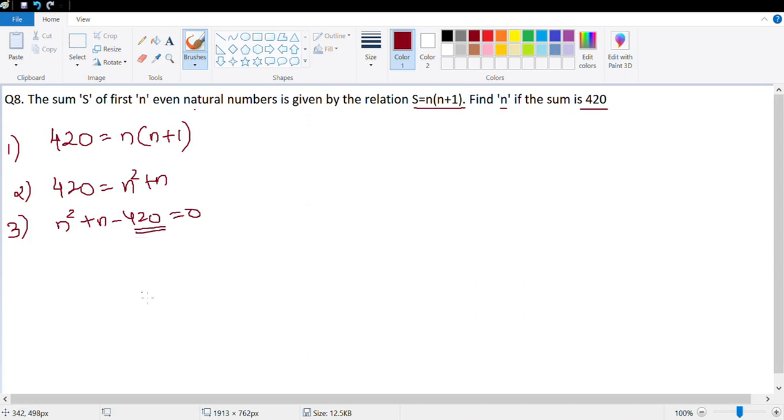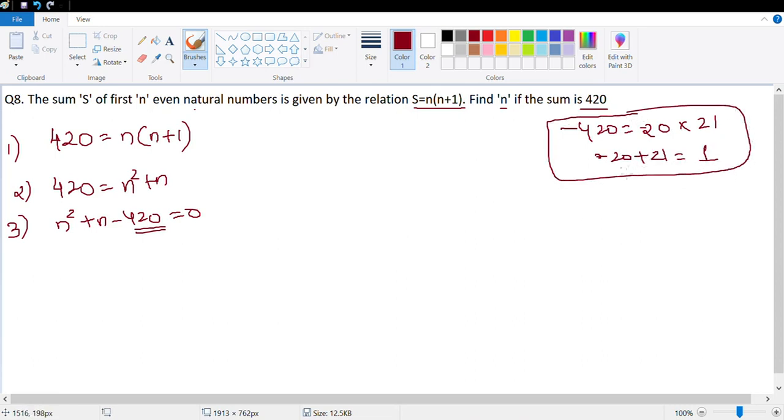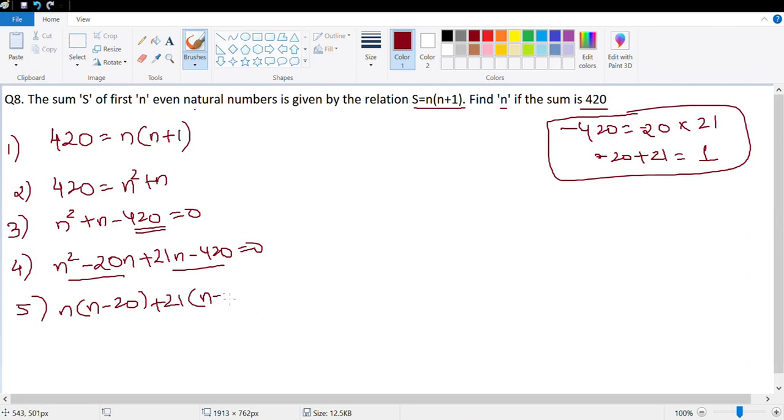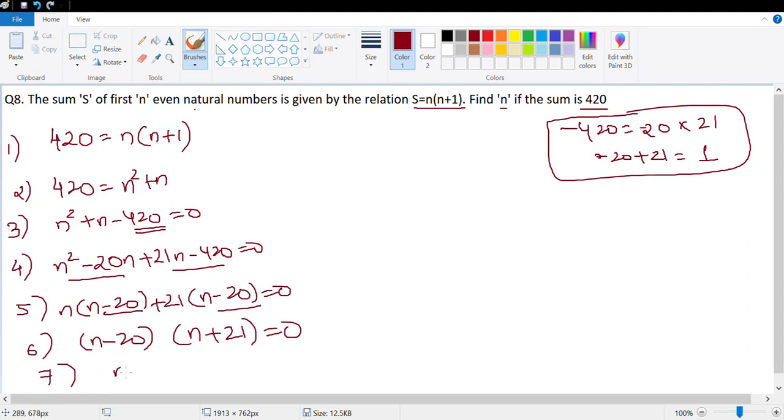We need to find factors of negative 420, the sum of which will be 1. So that's negative 420 is nothing but negative 20 into 21, and negative 20 plus 21 is also 1. Perfect. So we will split 1 as negative 20 plus 21. So this gives us n square minus 20n plus 21n minus 420 is equal to 0. Grouping it the way I have underlined, n times n minus 20 plus 21 times n minus 20 is equal to 0. N minus 20 is common. So this is n minus 20 multiplied with n plus 21 is equal to 0. This gives us n is equal to 20 or n is equal to negative 21.